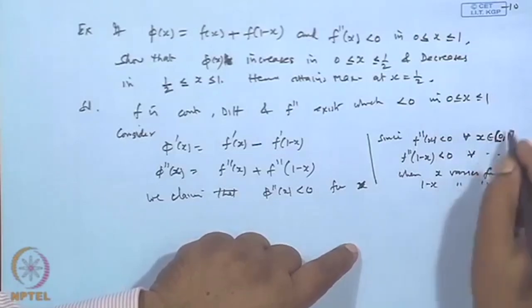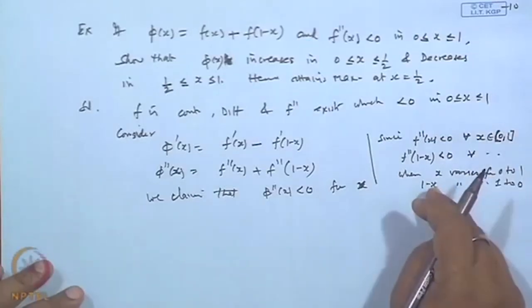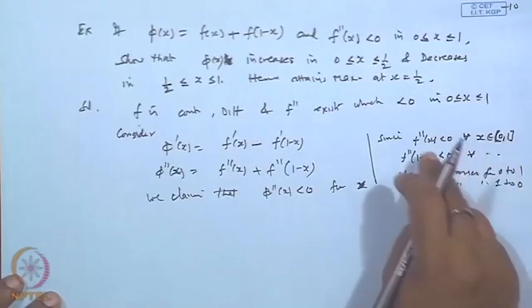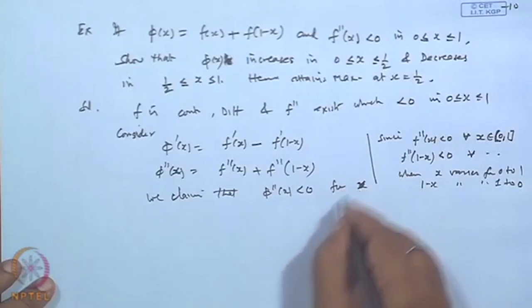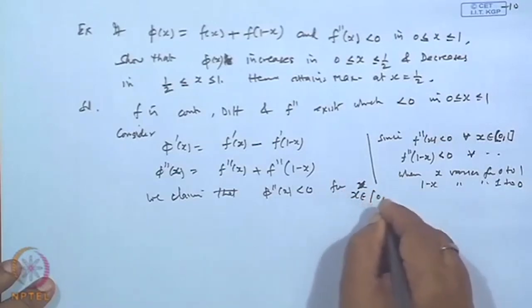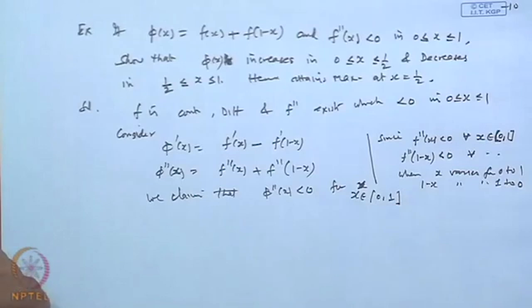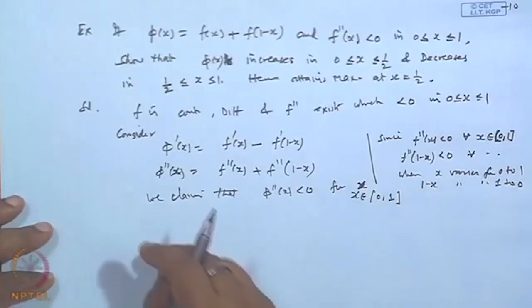So, they always lie in the interval 0, 1. And for all points which lie in the interval 0, 1, the second derivative is negative. So, phi double dash is negative for all x in the interval 0, 1. Okay? So, this is the information we have got.